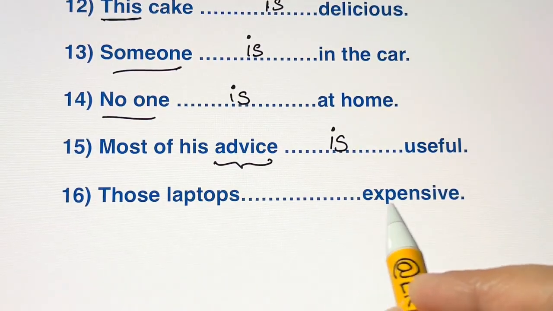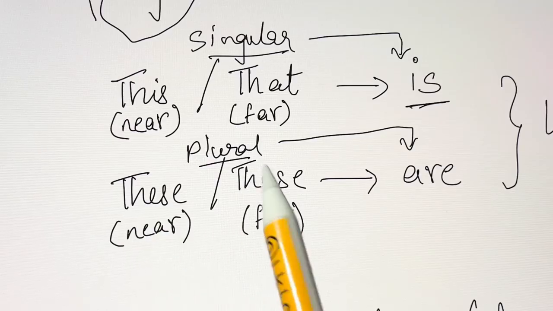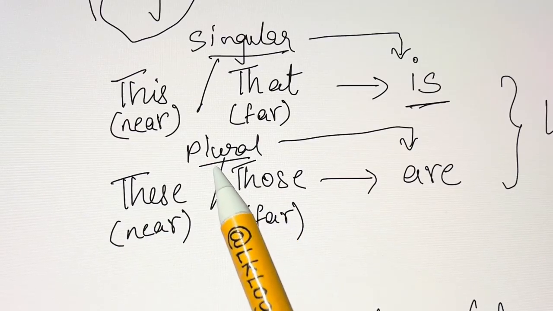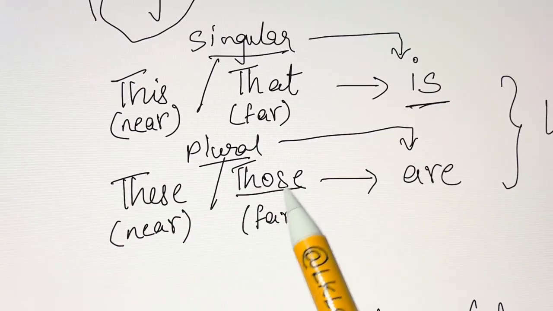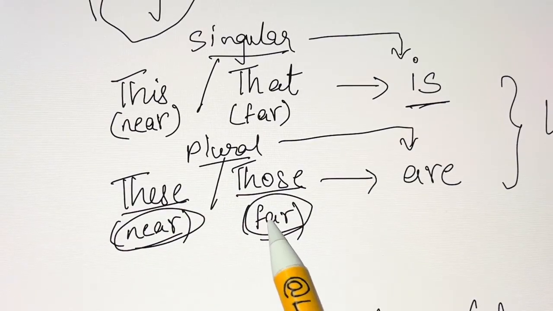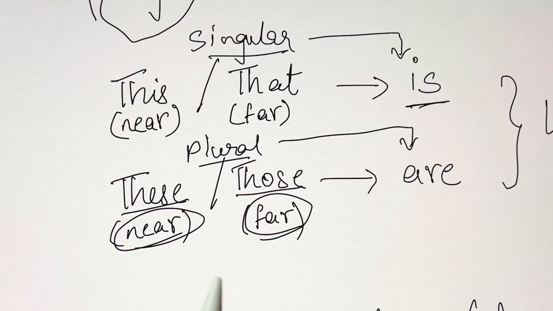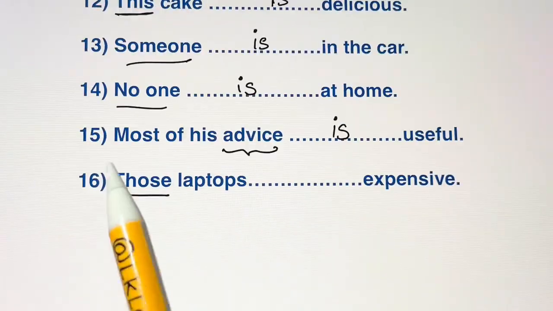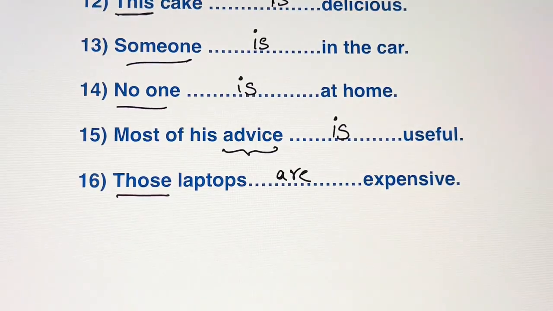Those laptops blank expensive. Those or these are plural subjects which take plural verb are. Those means something is kept far. These means something is kept near. That's the difference. But they are both plural subjects and they take plural verb are. So here we have those laptops are expensive.